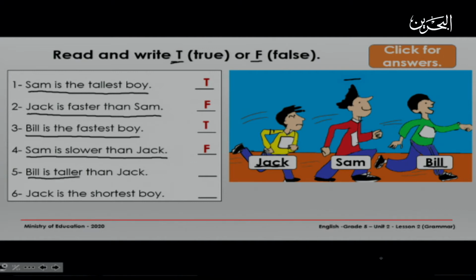Number 5. Bill is taller than Jack. Where's Bill? Look at him. Is he taller than Jack? Yes, that's true. Number 6. Jack is the shortest boy. Look at him. Is he the shortest boy? Yes, he is. Well done.